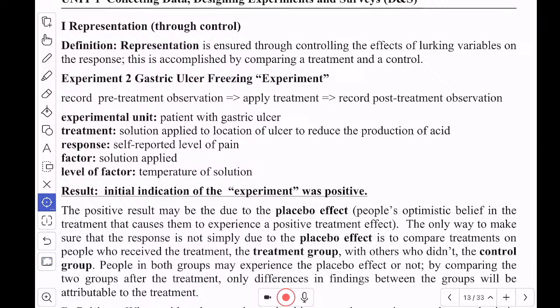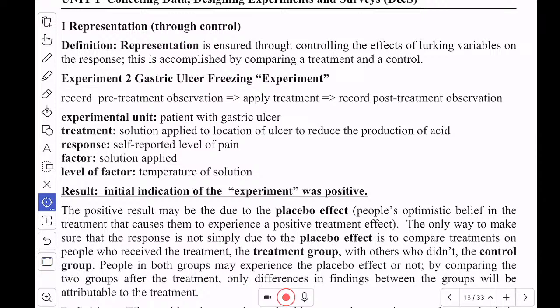So the idea of a treatment was proposed such that a liquid solution could be administered to exactly, precisely the spot of the gastric ulcer. It's a cooling solution that was developed, and the question was, is this actually going to have long-term benefit, or the medicinal qualities of this substance, is it really going to help reduce the pain experienced by the patient?